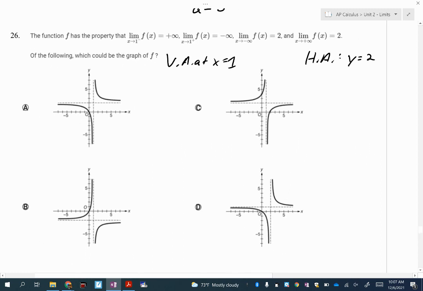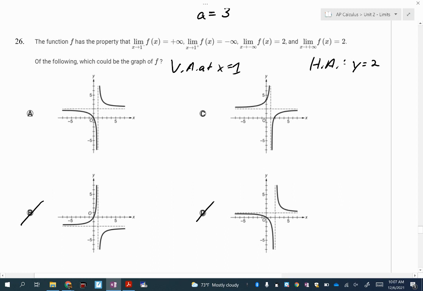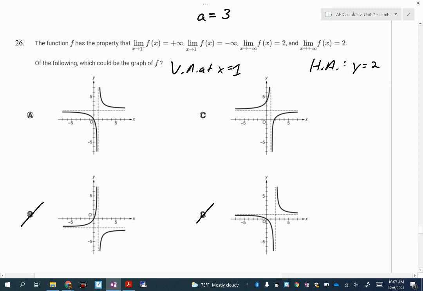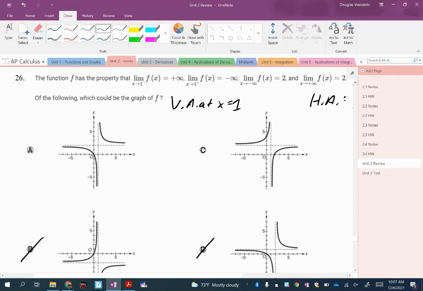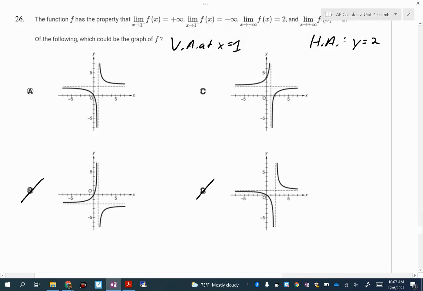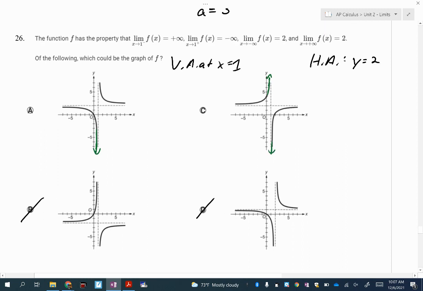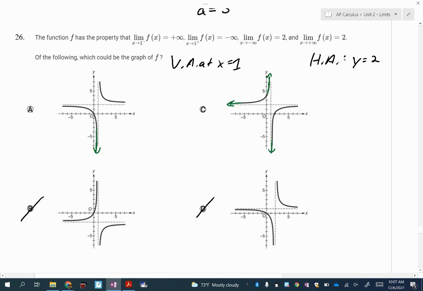So I'm looking for, all of these have that except for, let's see, this is switched. This one has a negative 2, so I don't want that. So it's really A or C. And as we approach it from the left, let's make sure here, as we're approaching 1 from the left, it's approaching positive infinity, but this is approaching negative infinity. So this one's approaching positive infinity. This one is negative, and then we have our horizontal asymptote right there. So C is going to be the answer for 26.